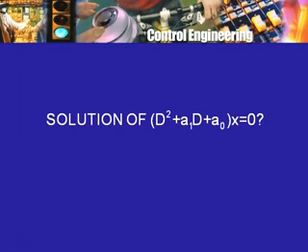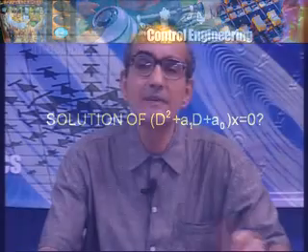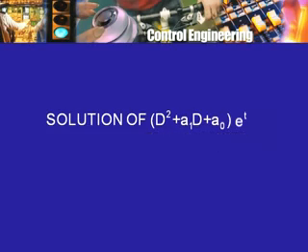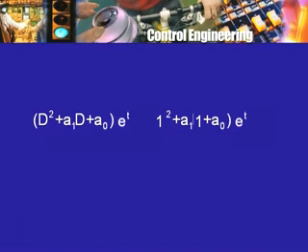What about d square x? Well, if d of e raised to t is e raised to t, d of that is still e raised to t. So once again, it's as if d was replaced by 1. And so I have the following result, that d square plus a1d plus a0 acting on e raised to t is simply 1 square plus a1 into 1 plus a0 multiplying e raised to t. Now is that equal to 0?